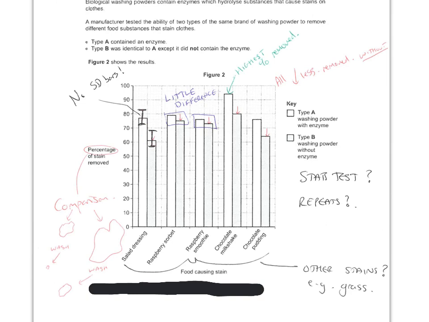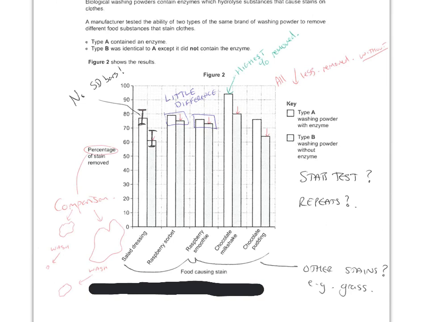Even better would be if we had a statistical test. So if you've got a tick list that you're going through when you're doing an evaluate question, always ask yourself, has a statistical test been done? Can you see to the level of probability whether the difference in this case was due to chance? And no, we can't. There's no information about the number of repeats, so we don't know if the mean is reliable or not. We've got no idea of that at all.